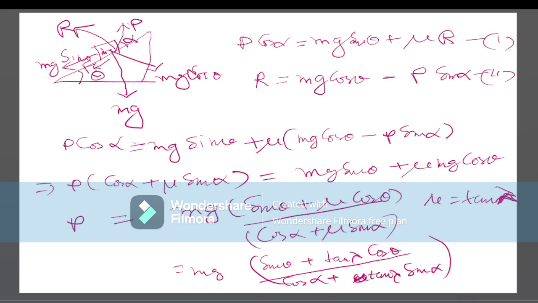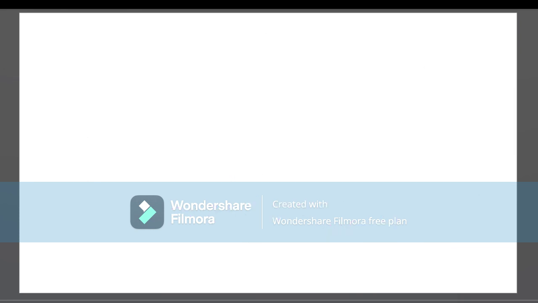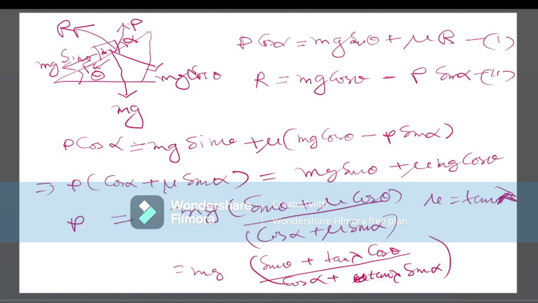So now we are taking another new slide where we can actually simplify this equation.